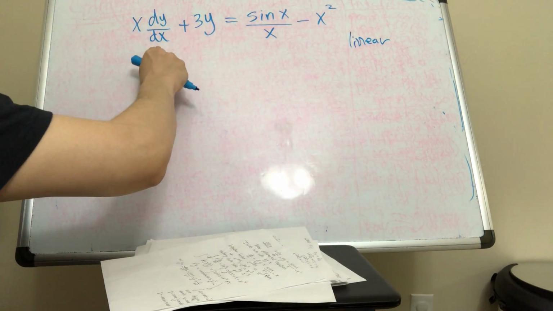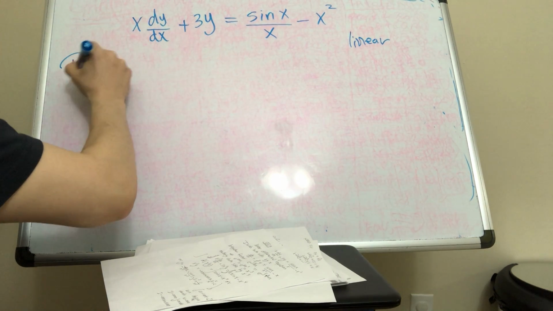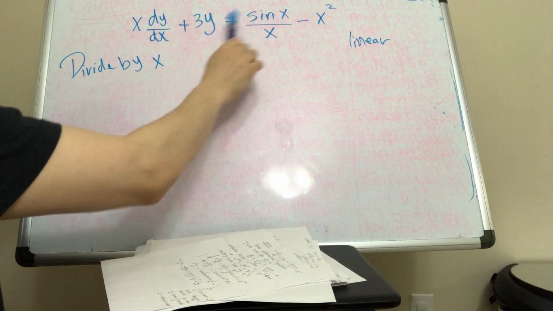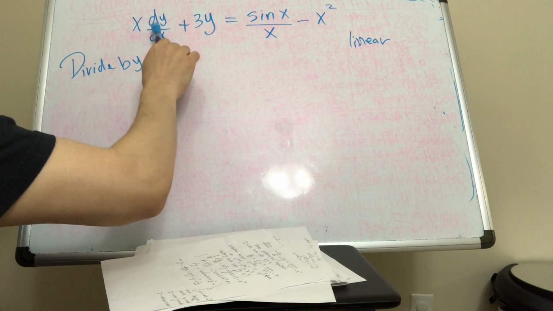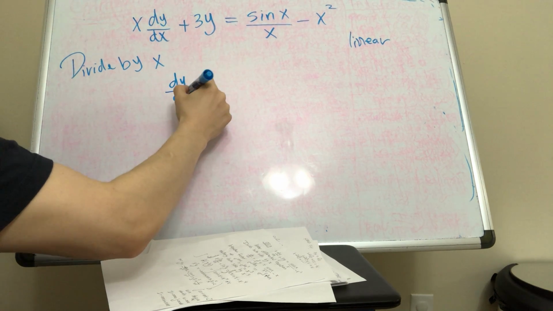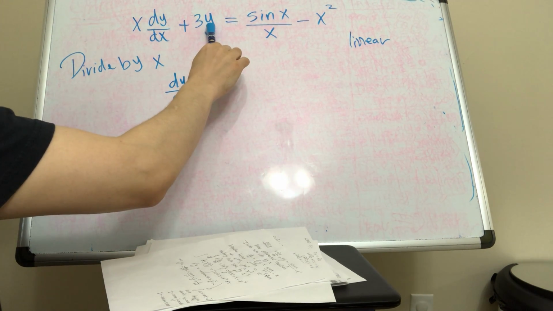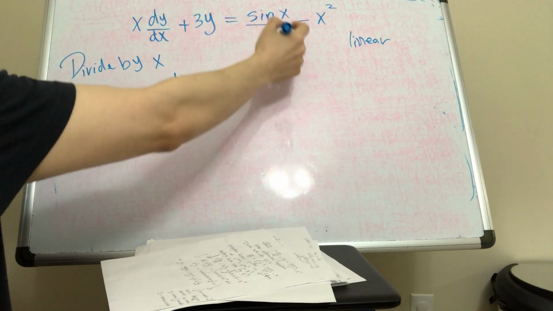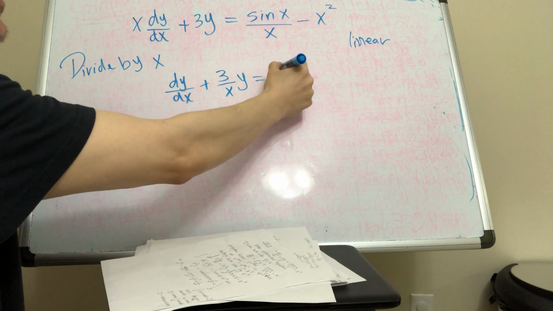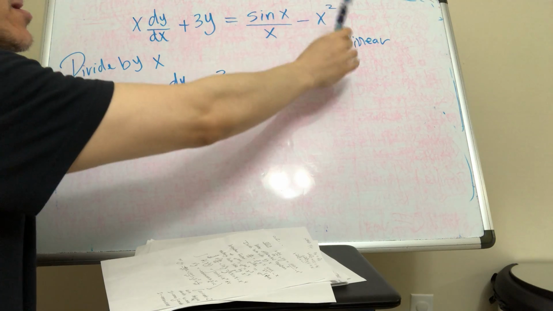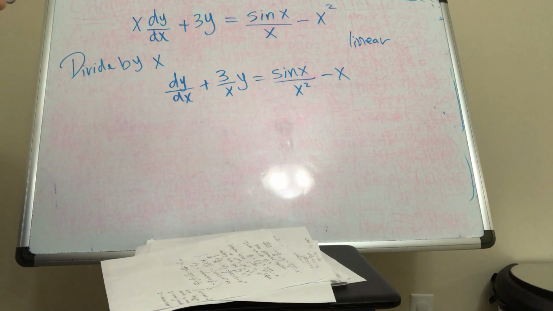Once you determine that it's linear, you have to have dy over dx by itself. So I'm going to divide everything by x. This one divided by x gets you dy over dx. This one divided by x gives you 3 over x times y. You divide by x, you add another x here, it becomes x squared. You divide this by x, it gives you x.